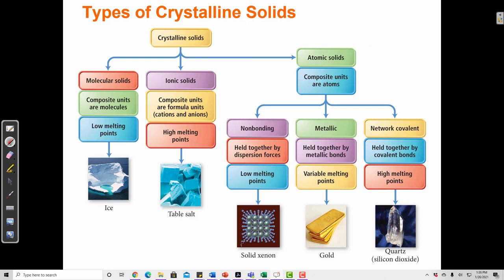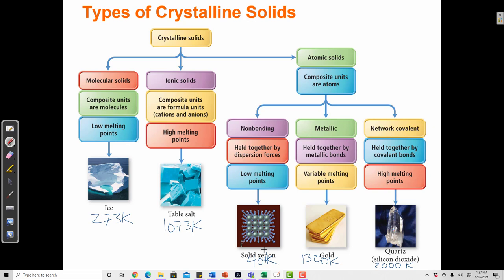So ice melts at about 273 Kelvin, 0 Celsius. Table salt melts at about 1073 Kelvin, about 800 degrees Celsius. Xenon melts at about 40 Kelvin, almost near absolute zero. Gold melts at about 1300 Kelvin. And quartz melts at about 2000 Kelvin.